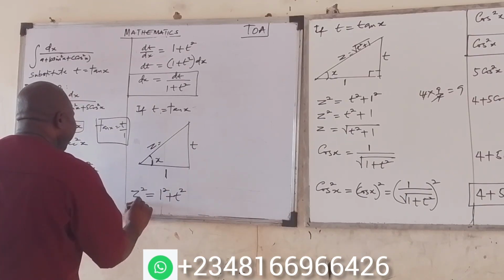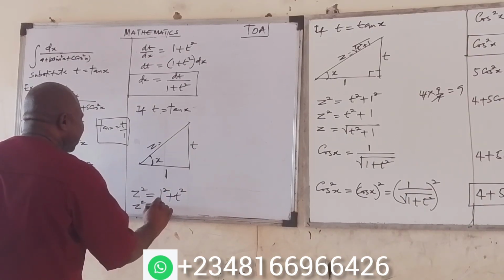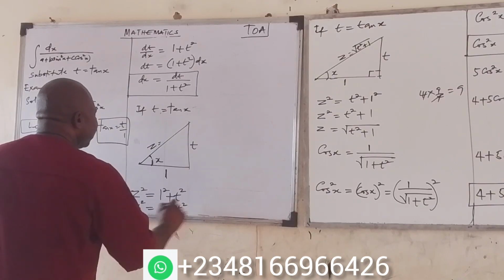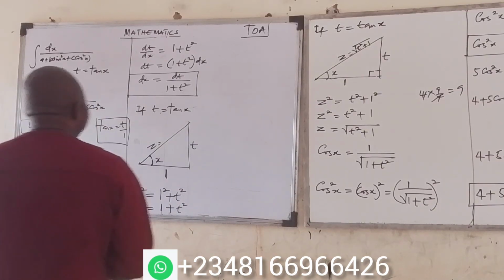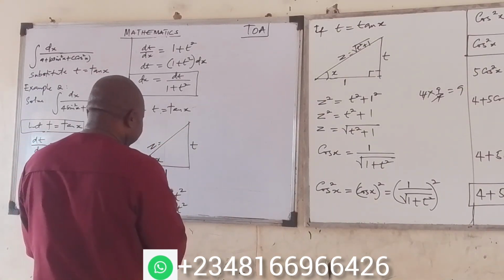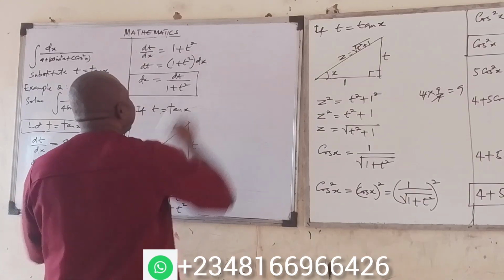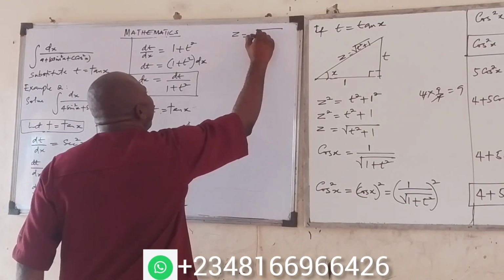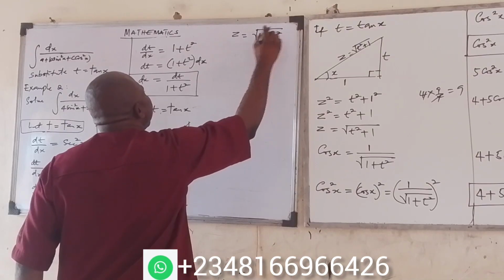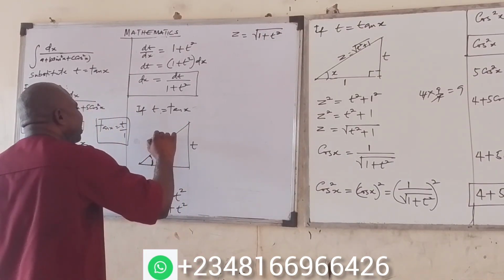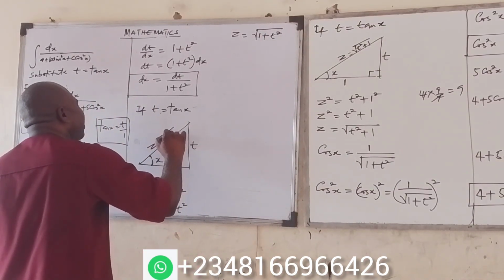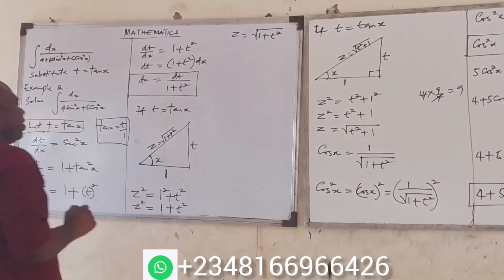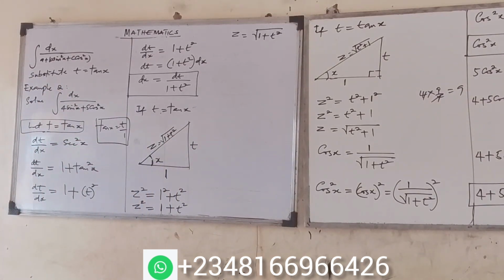So here our Z squared will be equal to 1 squared, which is 1 times 1, then plus T squared. So it means that the value of Z will be equal to the square root of 1 plus T squared. That's Z. So it means the side is the square root of 1 plus T squared. Yes, that's the value of Z.